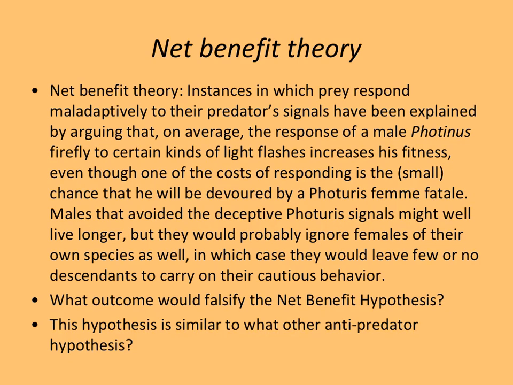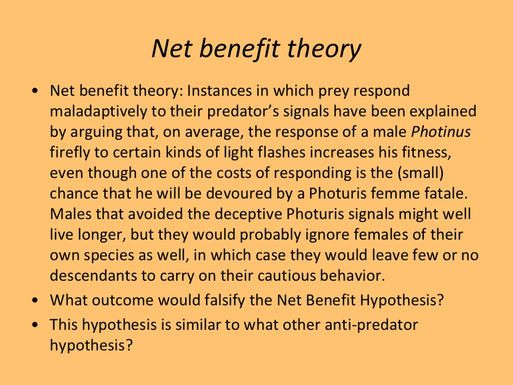This is net benefit theory, which is basically what it says. A prey responds maladaptively to a predator's signal, and I just gave you some examples of that in terms of the firefly as well as the anglerfish. Males that avoided deceptive photoreceptor signals might well live longer, but they would probably ignore females of their own species as well. In other words, what they're saying here is that even though they're getting deceived and a proportion of males are actually getting eaten by these deceivers, they're actually getting lucky sometimes, enough times, to make it worthwhile, even though they might get eaten by these interlopers. So in terms of net benefit, there's a benefit even though they lose a substantial number of males this way.